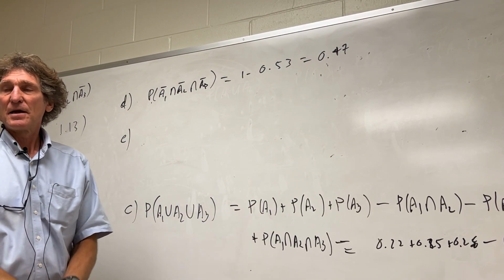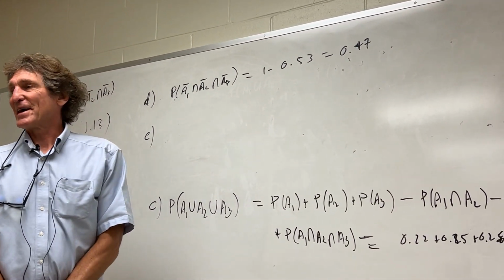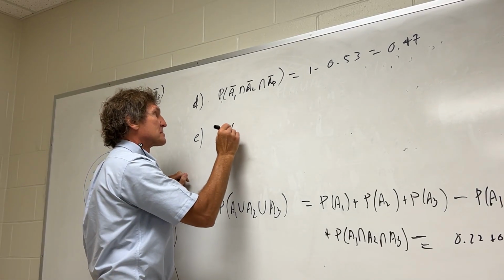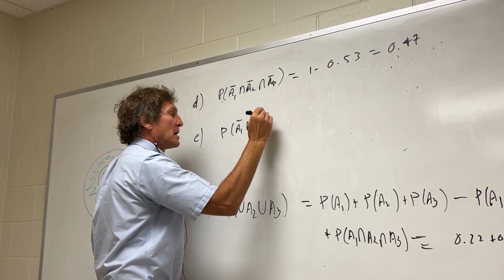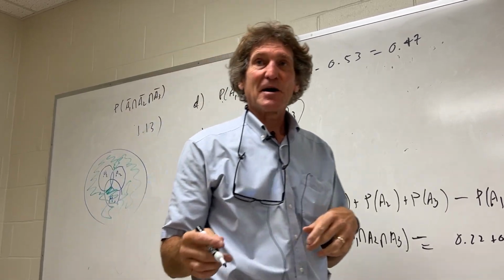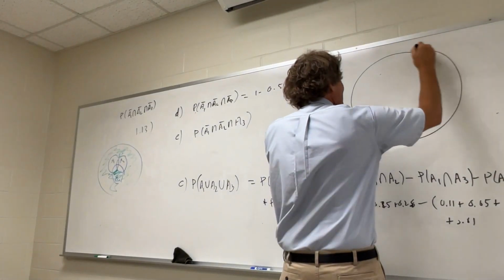E. Is there an E? Yes, sir. I think this is the weird one. A1 naught intersects A2 naught intersects A3. Just A3. Intersects A3, good. All right, so now we need a visual on this. I'm going to try to draw it. Okay, so this is S.